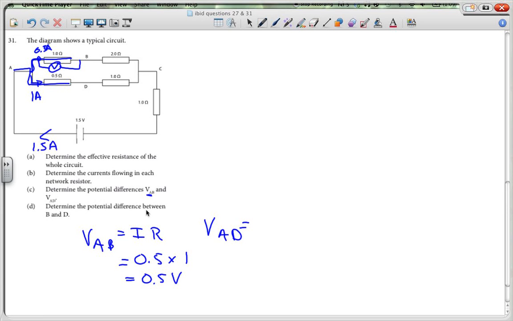For VAD, you've got a similar sort of situation. You've got 1 amp going through there. Your energy drop per coulomb is going to equal your 1 times 0.5, so it will also equal 0.5 volts. And so there is an equal drop between the two, and therefore the potential difference between B and D, if I put a voltmeter like that, would read 0 volts between the two.